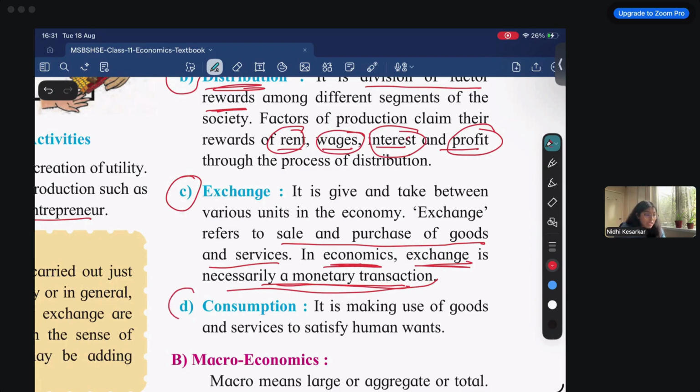And last is consumption. It is making use of goods and services to satisfy human wants. So the goods and services which are created in the economy, you need to consume them. You need to purchase them, use them, and satisfy your wants.